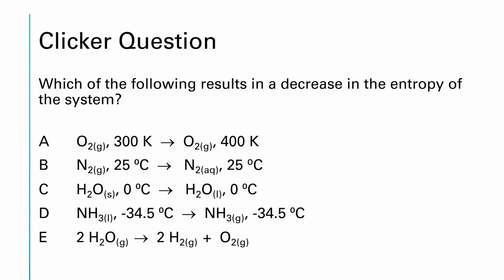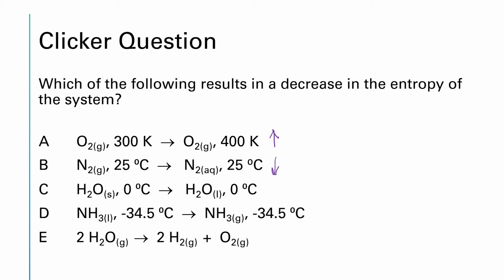This question asks us to figure out which one of these has a decrease in entropy. Let's see, oxygen at 300 Kelvin versus oxygen at 400 Kelvin. Well, the higher the temperature, the greater the entropy. So this first one is an increase in entropy. And the next one, they're both at 25 degrees C, but we have the gas phase condensing into the aqueous phase, so we're dissolving that nitrogen in the liquid. So that looks like here entropy is decreasing because gases have the most entropy.